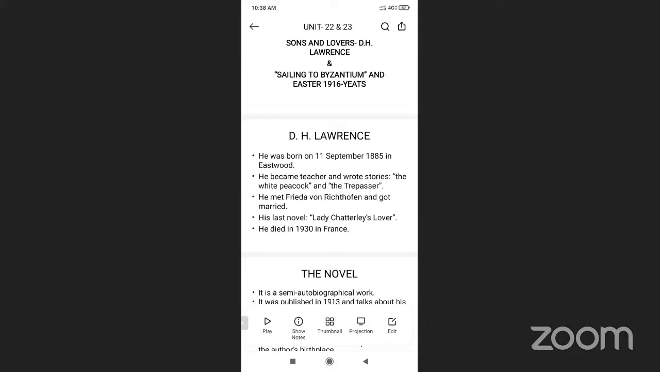So the first text is Sons and Lovers, written by D.H. Lawrence. It's a novel. We will talk about it. And then another one is a poem, written by W.B. Yeats. It has been taken from a collection of poems called Easter 1916, and the name of the poem is Sailing to Byzantium. So let's begin with D.H. Lawrence.